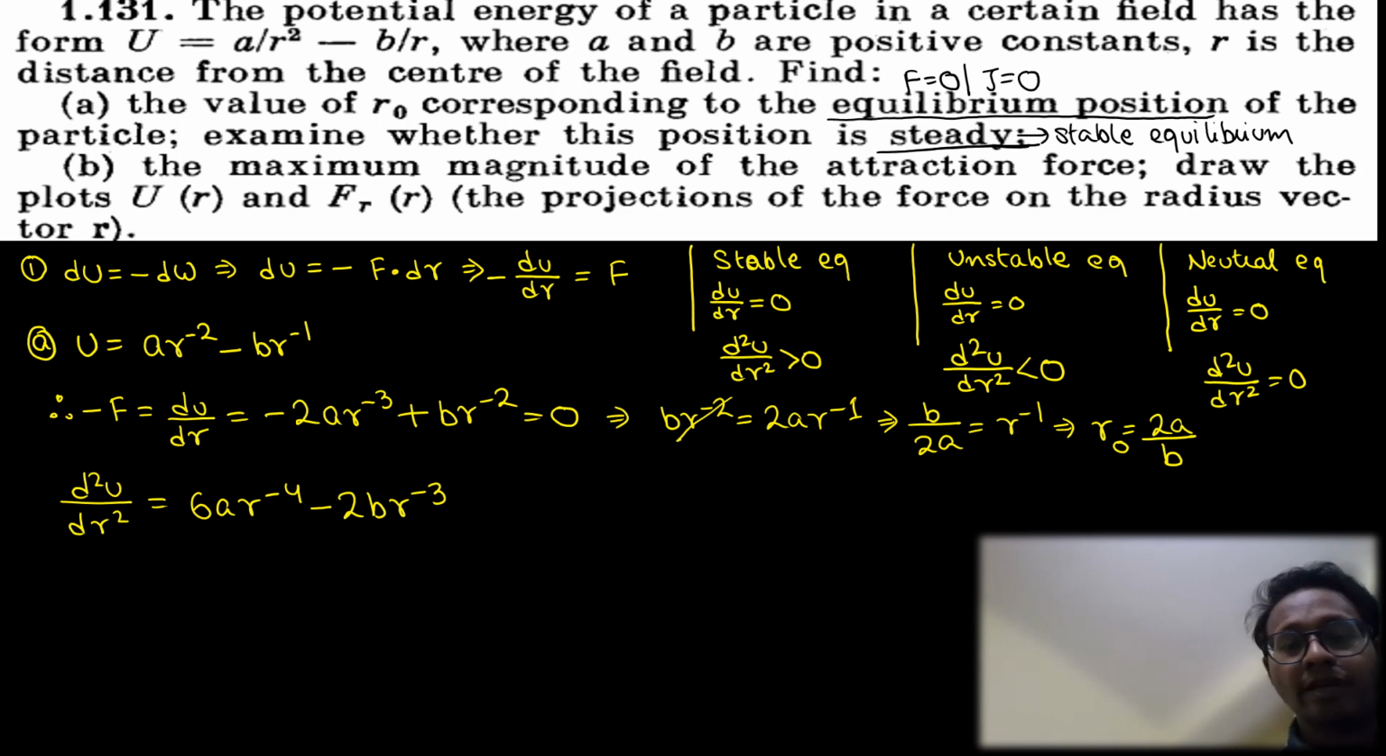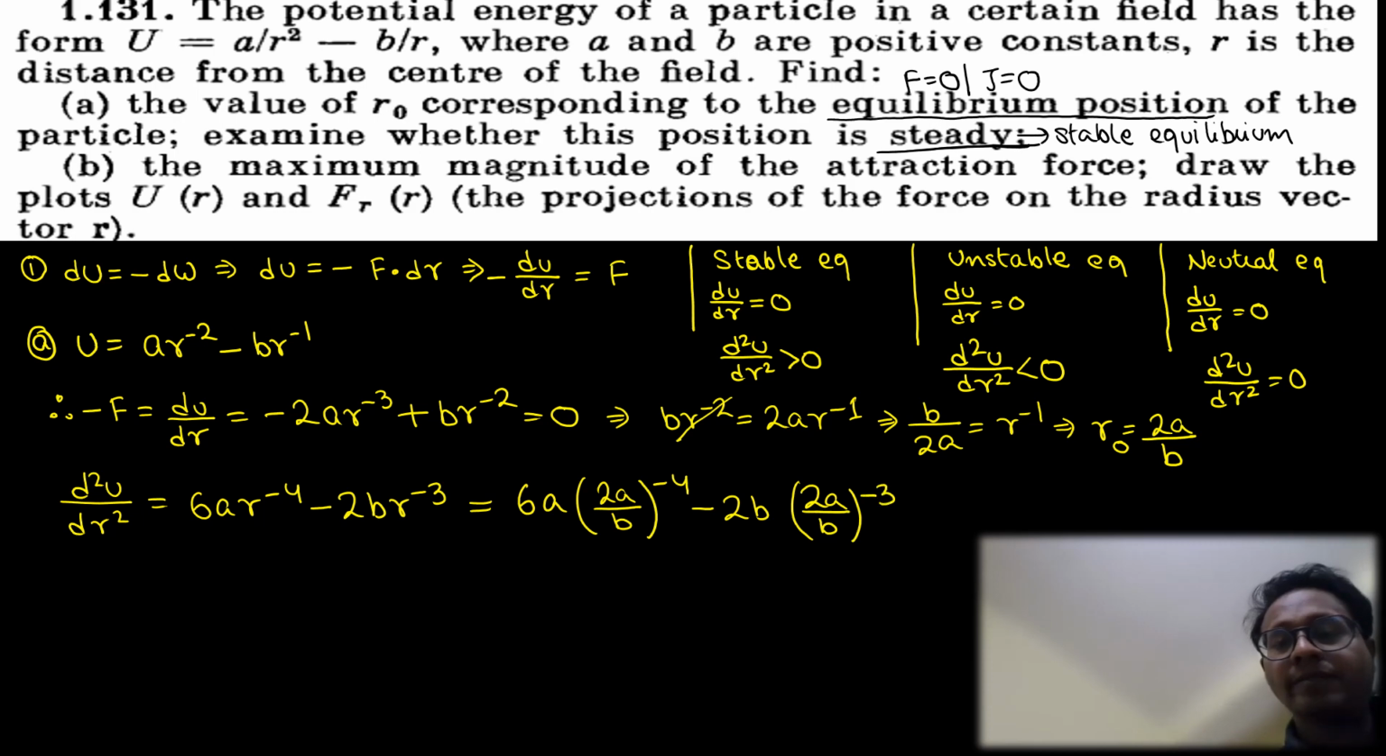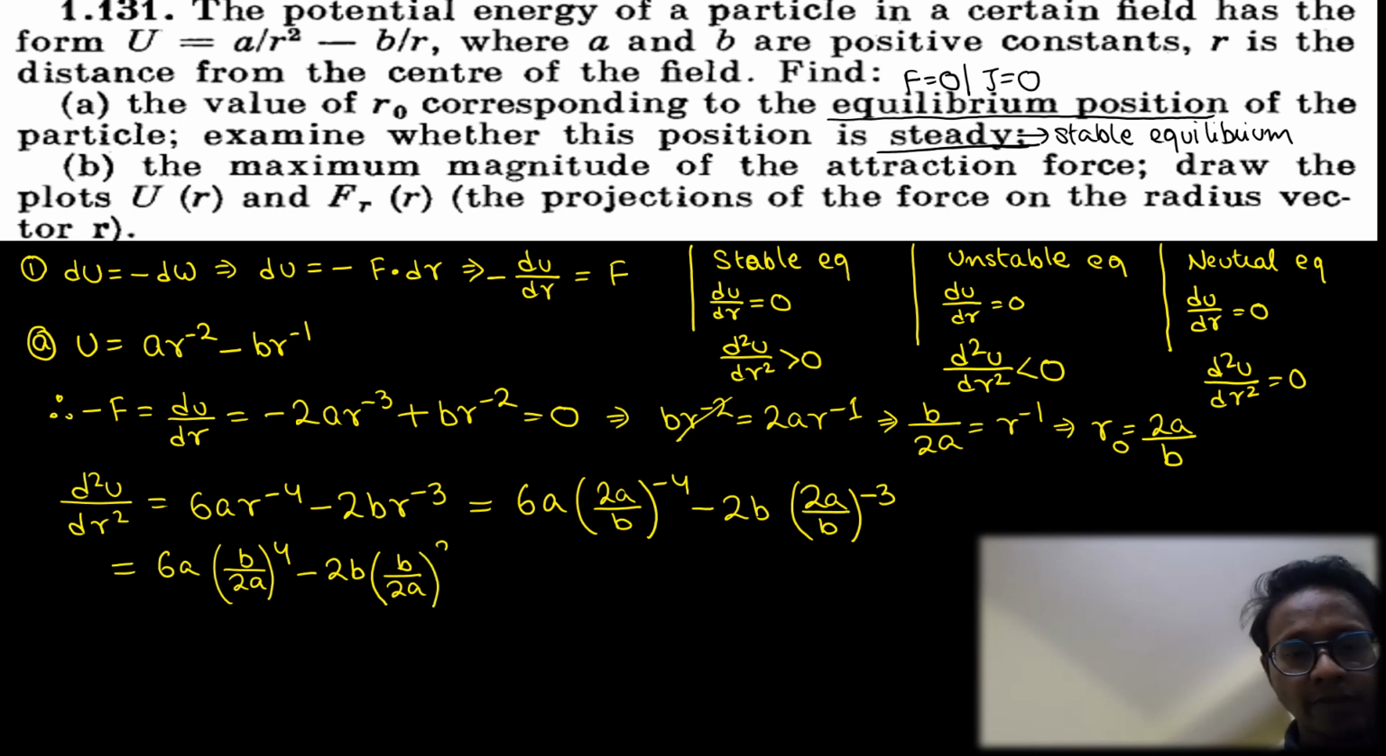So in this equation, I have to substitute the value of r. See, the same equation, 6a r to the power minus 4 minus 2b r to the power minus 3, at r equals 2a by b, is equal to 6a times (b by 2a) to the power 4 minus 2b times (b by 2a) to the power 3, or 6a b to the power 4 by 16a to the power 4 minus 2b b cube by 8a cube.